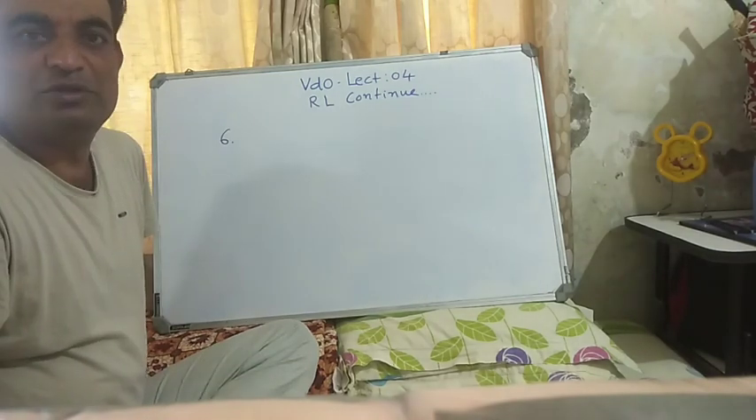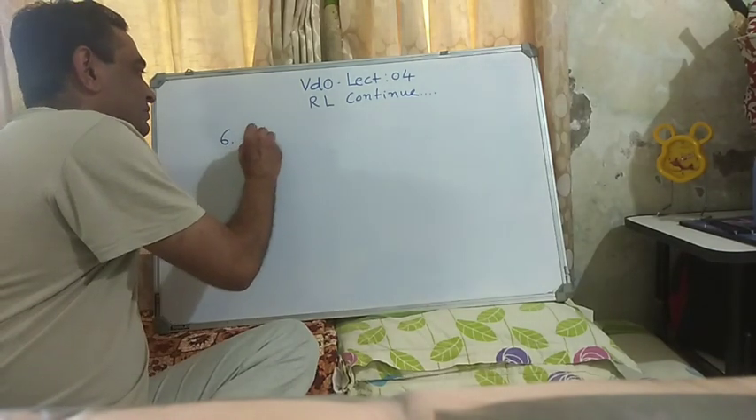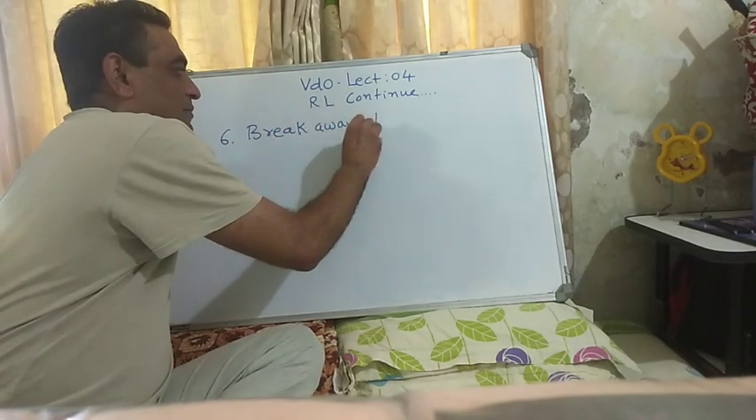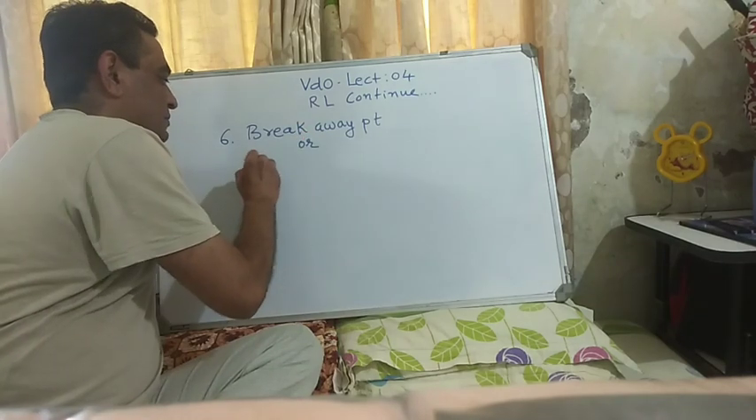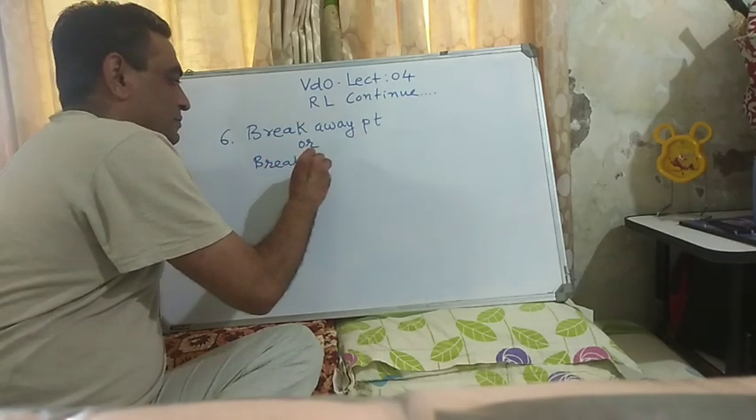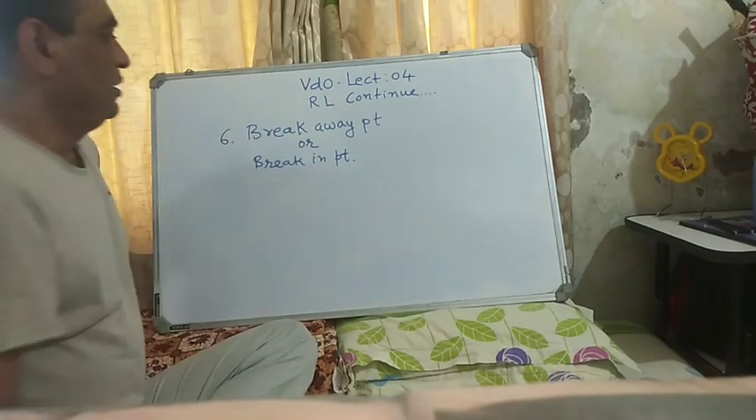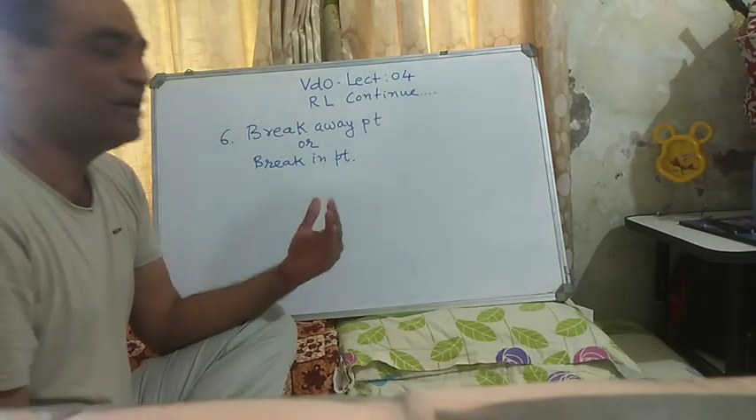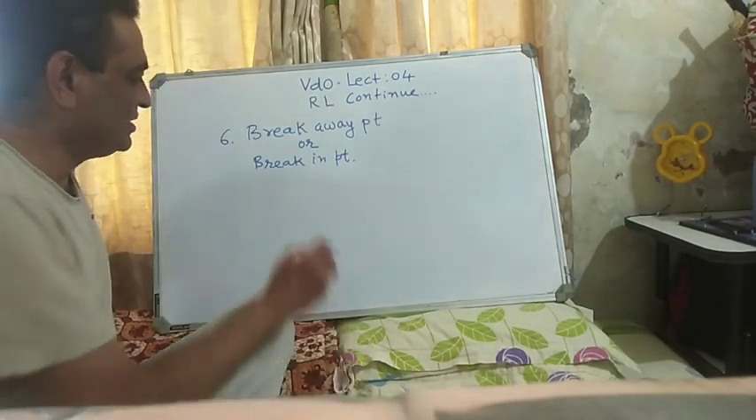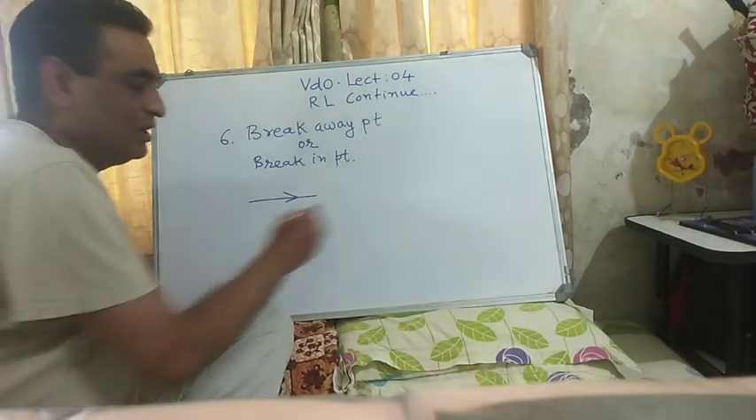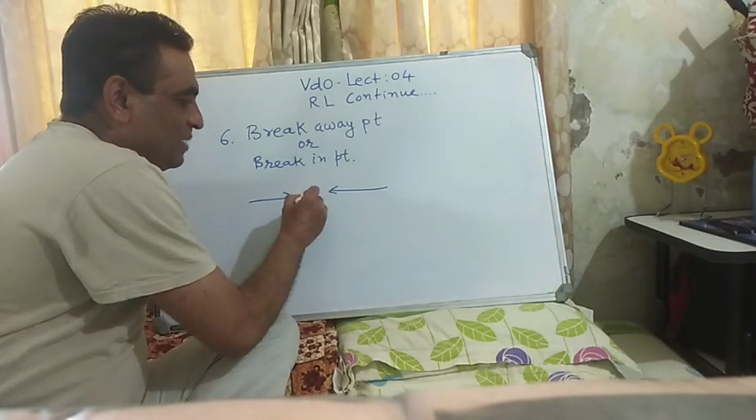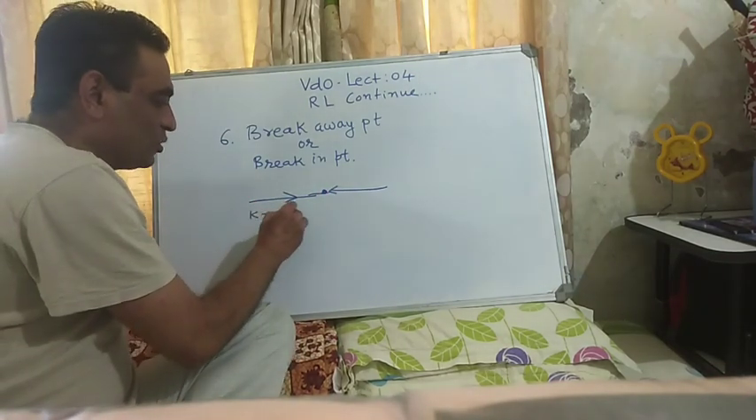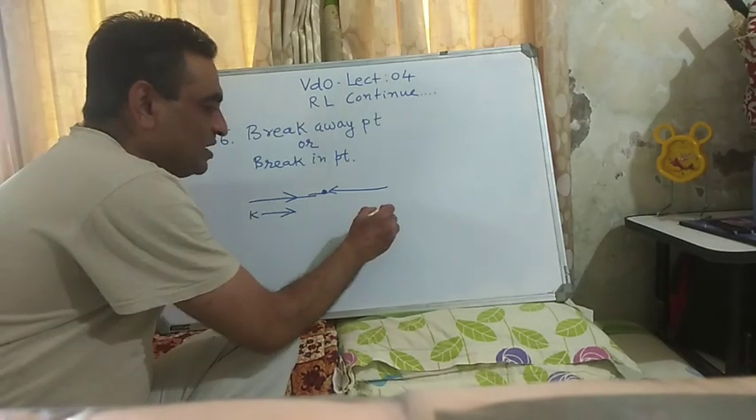Rule number 6 is about the breakaway point or break-in point. So let's say this is one root locus branch and this is another root locus branch. They are approaching towards each other and meeting at one point. As k increases, one branch moves towards the right-hand side and the other branch moves towards the left-hand side.